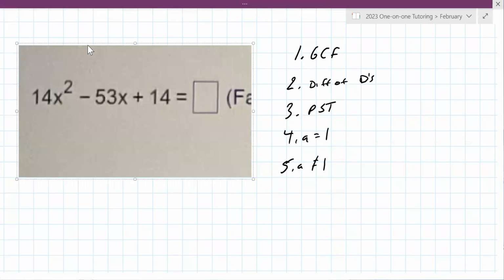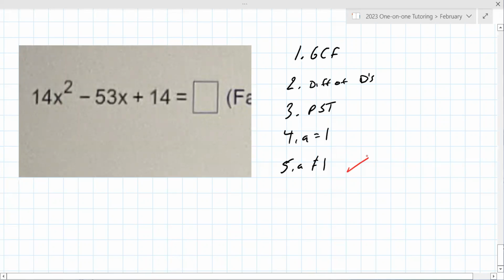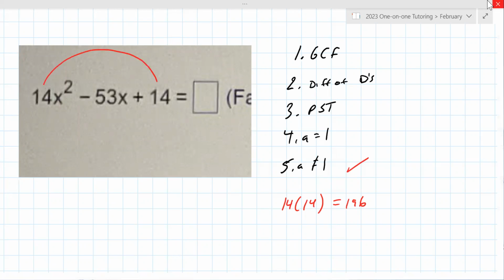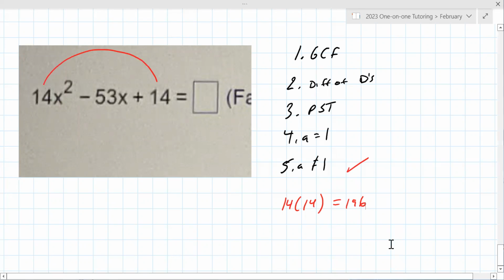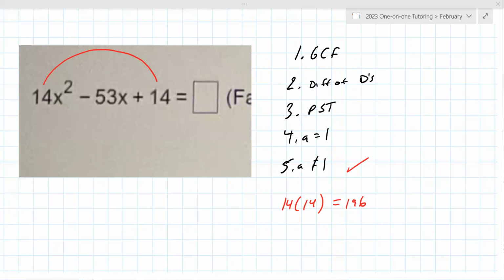So do you remember what to do for the last one here? Multiply the first by the last. So 14 times 14, 196. And then you're looking for two numbers that multiply to 196 but add up to -53. Take a moment, see if you can come up with those. I got to whip out the calculator. Yes, this is definitely harder to do than just guess and check by hand.